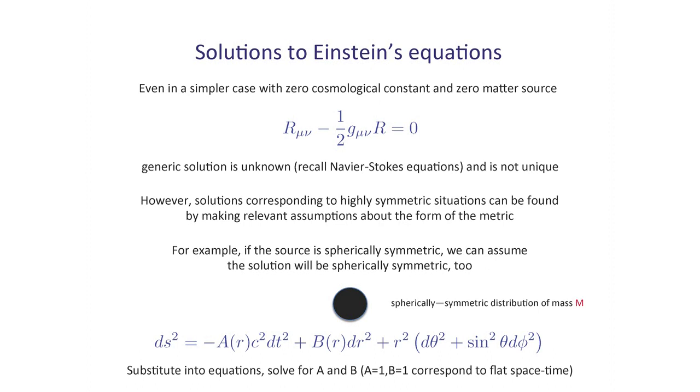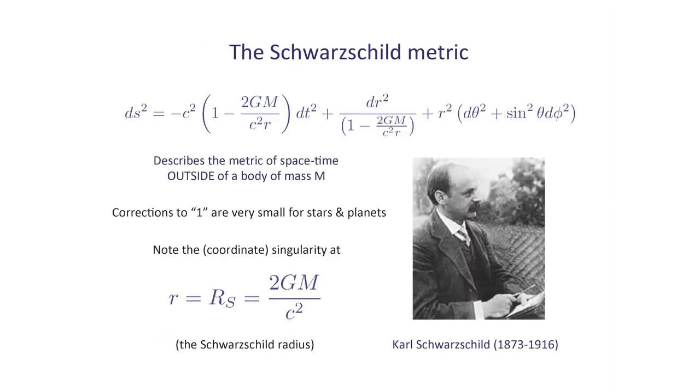So what we do next, we substitute the solution, this ansatz, into the equations of motion, and solve for A and B with the appropriate boundary conditions, and you discover, as Karl Schwarzschild did in 1916, what is known as the Schwarzschild metric, one of the most important solutions of general relativity. So the Schwarzschild metric is given here. It describes the metric of space-time outside of a body of mass m. This outside is extremely important.